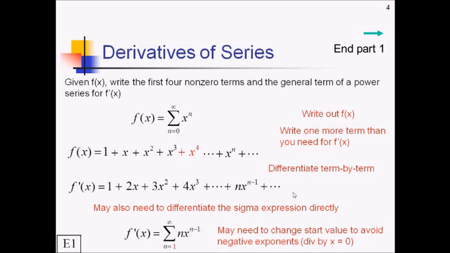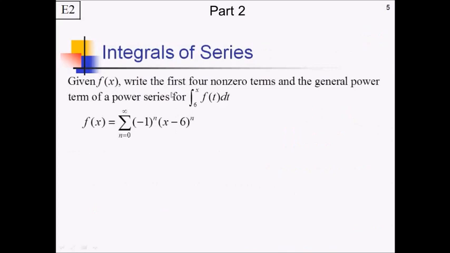For this next example, given this different f of x now, we want to write the first 4 non-zero terms and the general term for the integral from 6 to x of f of t dt. This is the same idea, except we're doing integrals instead of derivatives. So again, let's start by writing out f of x. When you're doing this, I recommend you keep this in x minus a form. It'll make this whole process easier. So pause the video and do that, and you can just write out the first 4 terms in the general power term.